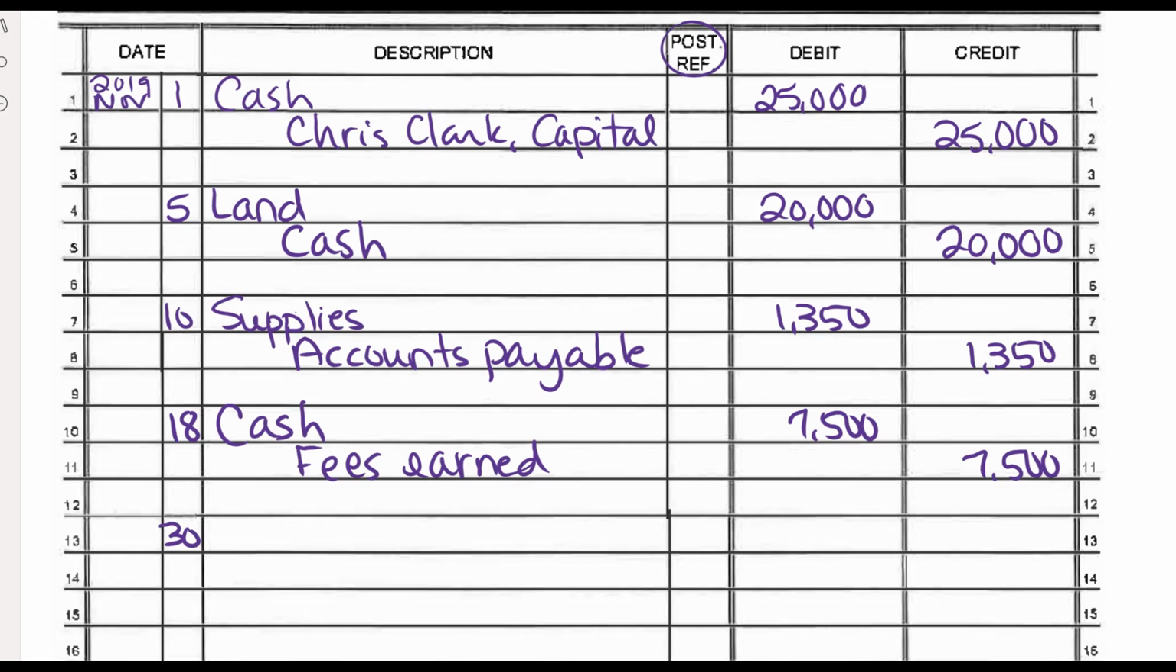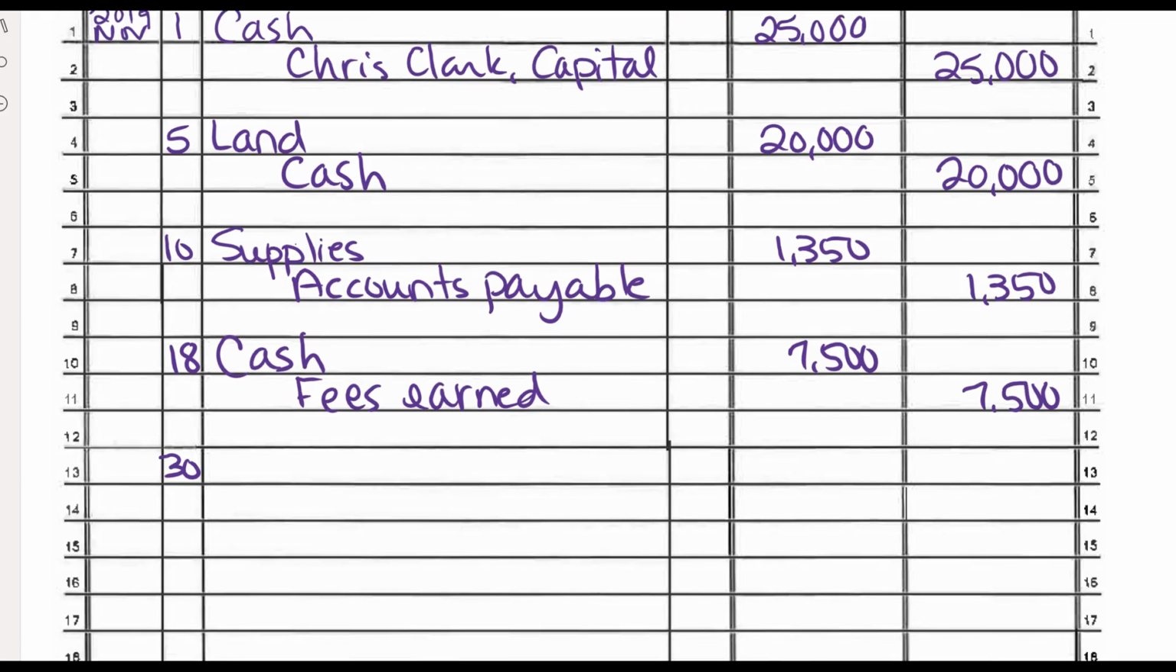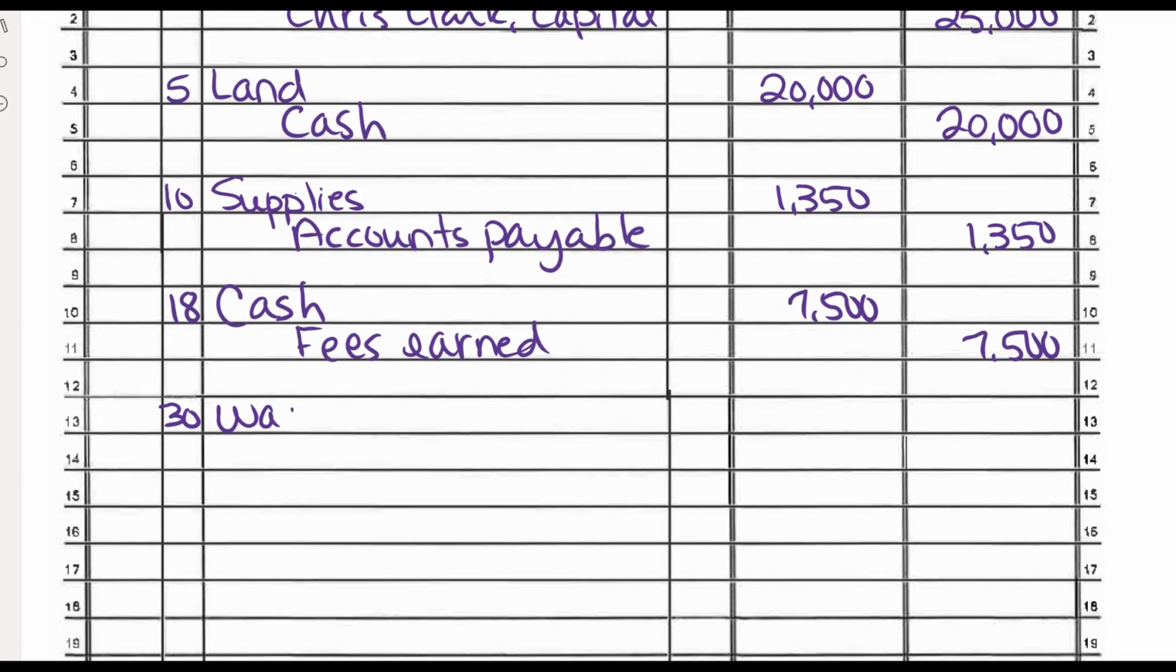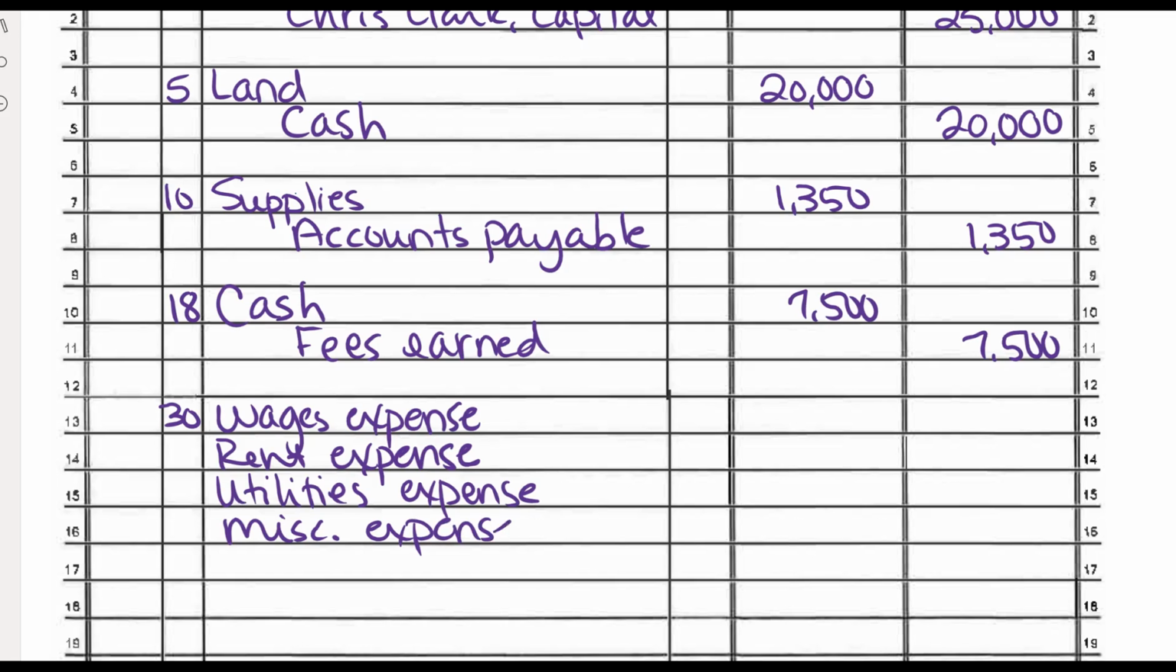Okay, on the 30th, paid the following expenses. All right, so we're going to debit each expense. We've got wages expense. We've got rent expense. We've got utilities expense. And we've got miscellaneous expense. And here, I don't mind if you abbreviate miscellaneous. It's a long word. Okay, so wages are $21.25. Rent expense is $800. Utilities are $450.